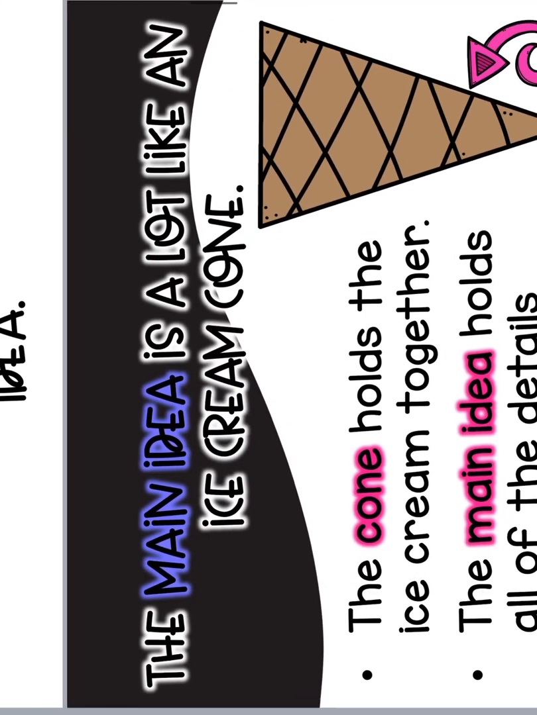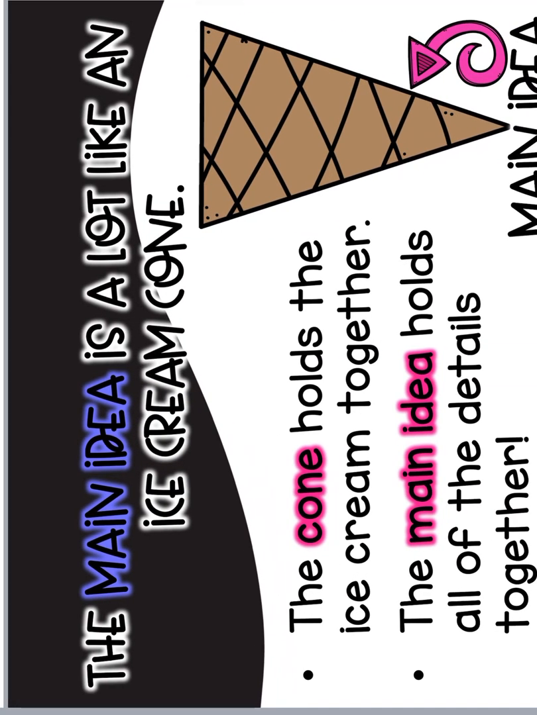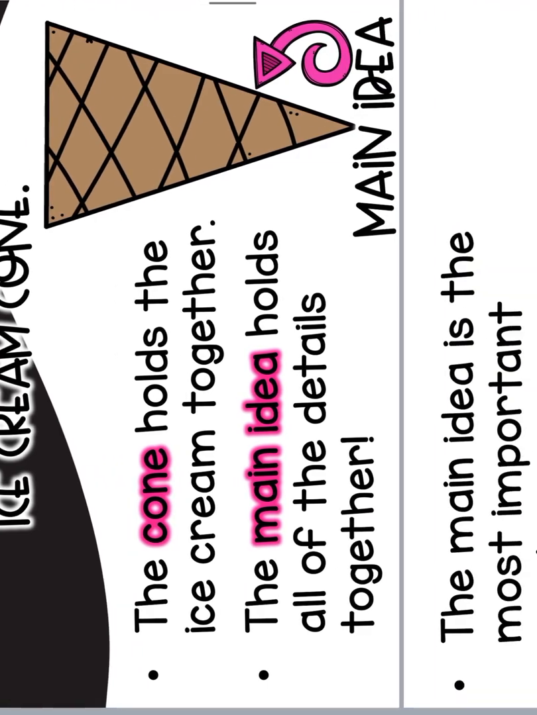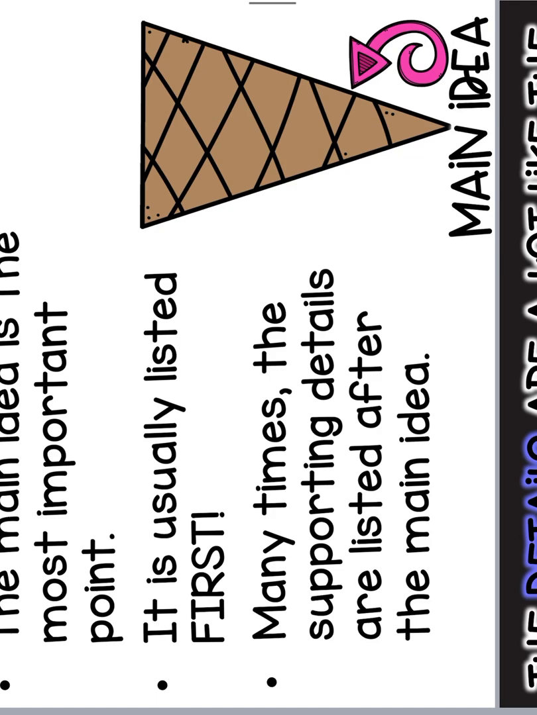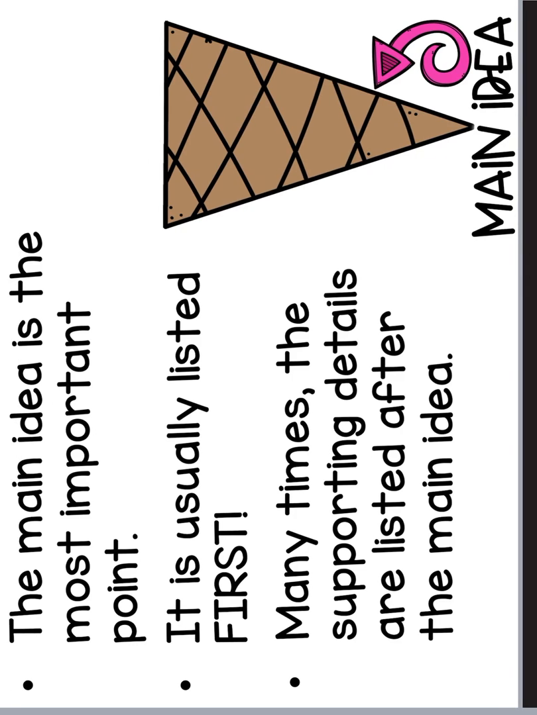Okay? Now, another way to think of the main idea is as an ice cream cone. So the cone holds the ice cream together. It keeps it all tied together. It's the important part. And that's what the main idea does. And it's usually listed first. You wouldn't scoop ice cream into your hand and then put a cone on the bottom. Okay, same thing with main idea. You usually put the main idea first and then add your details.